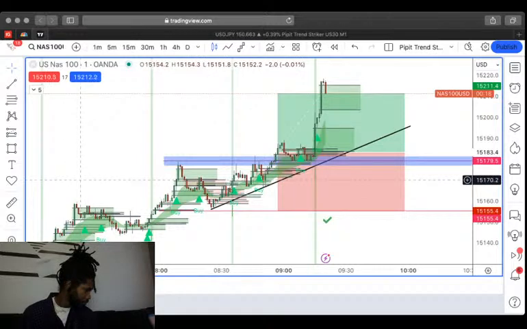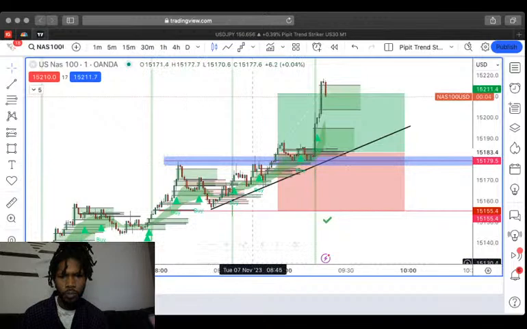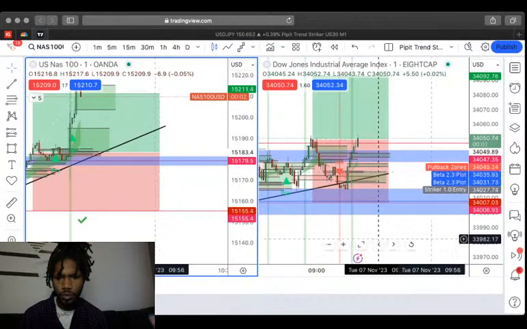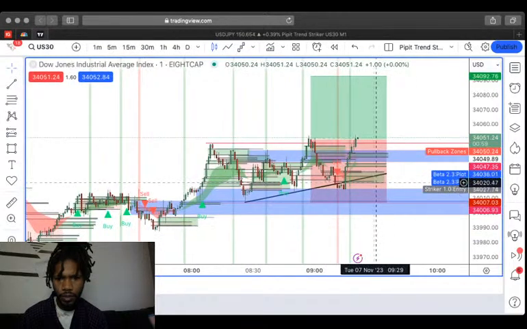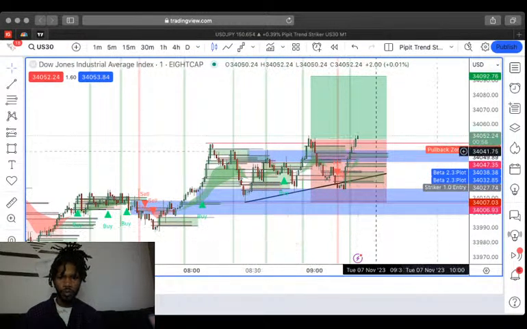I'm actually not liking US 30. If US 30 actually pulls into profit, I might close that out before we get to market open. We have about 9 minutes until market open. There we go.